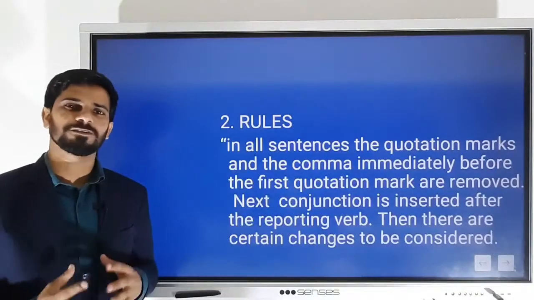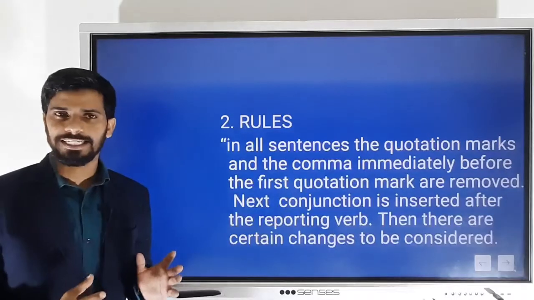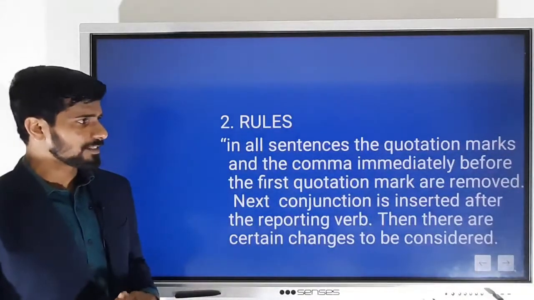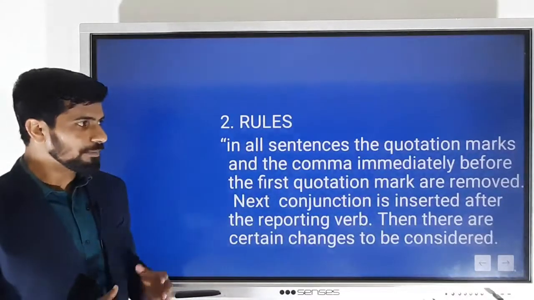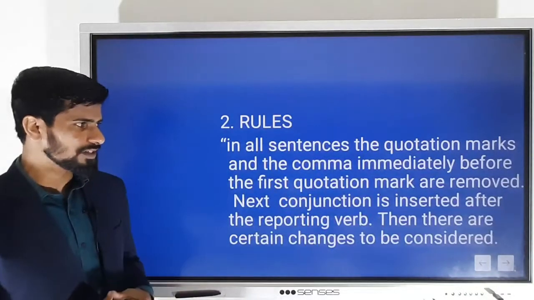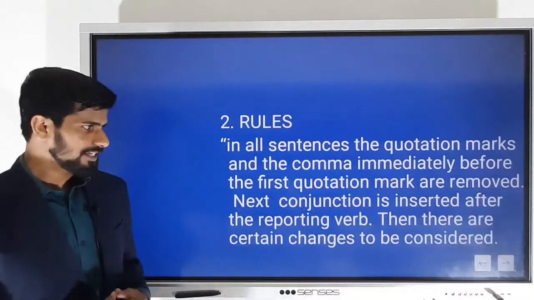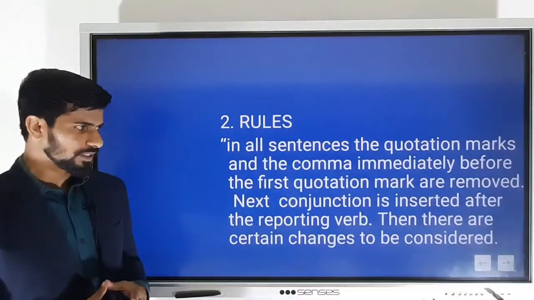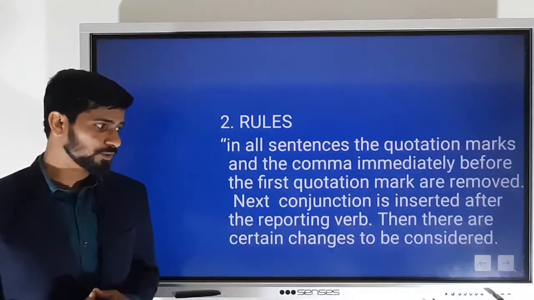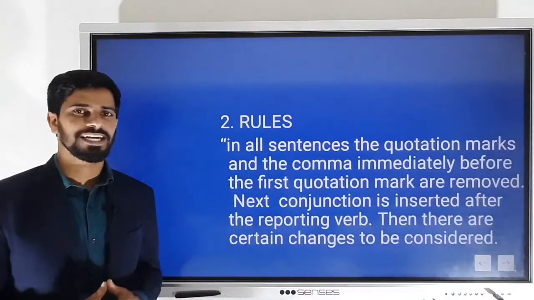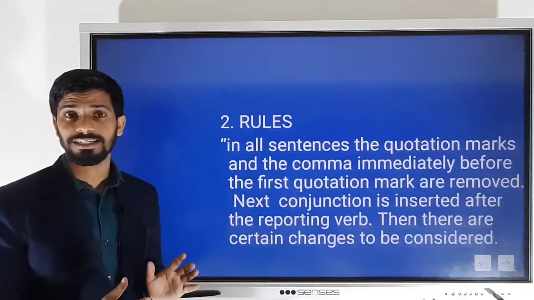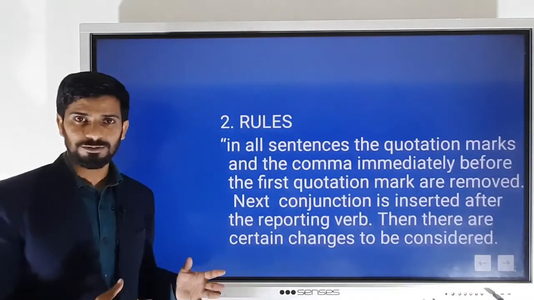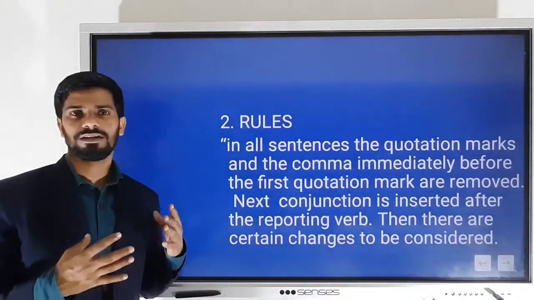Let's know what are the rules of converting a sentence into reported speech. Look, in all sentences, the quotation marks and the comma immediately before the first quotation mark are removed. Next, conjunction is inserted after the reporting verb. Then there are certain changes to be considered. So those are the changes taking place when you convert a sentence from direct speech into indirect speech. Okay, reported speech is another word for indirect speech.